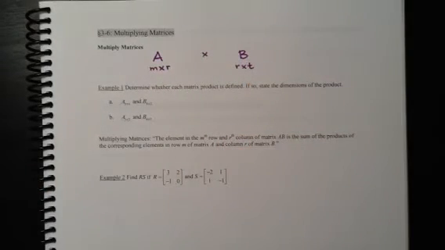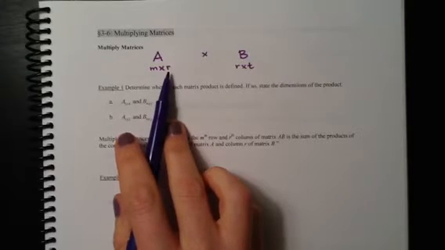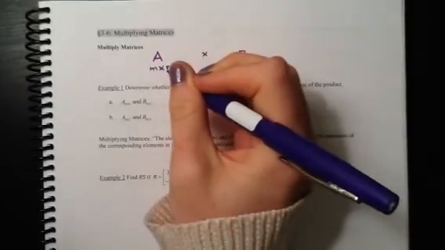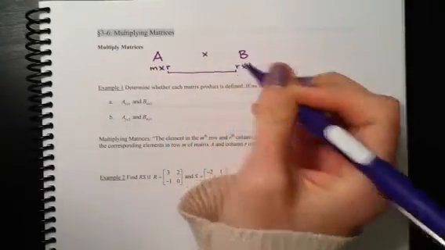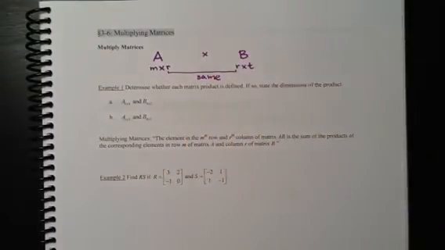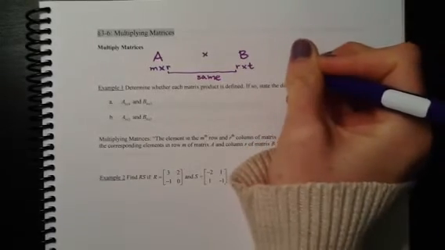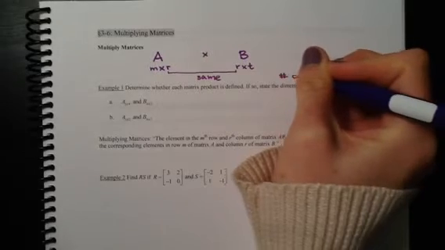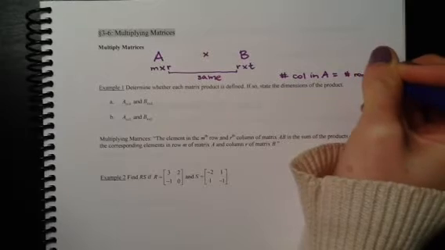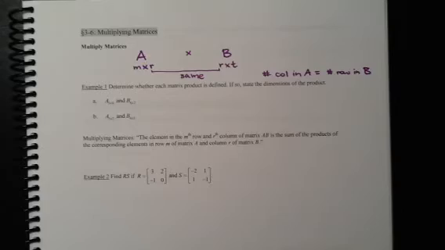This is the only way that you can multiply them together: if the number of columns in this matrix are the same as the number of rows in this matrix. So these two right here have to be the same. If these two are not the same, then you cannot multiply them together. So the requirement is the number of columns in A has to equal the number of rows in B. If that is not held, then you cannot multiply them together.